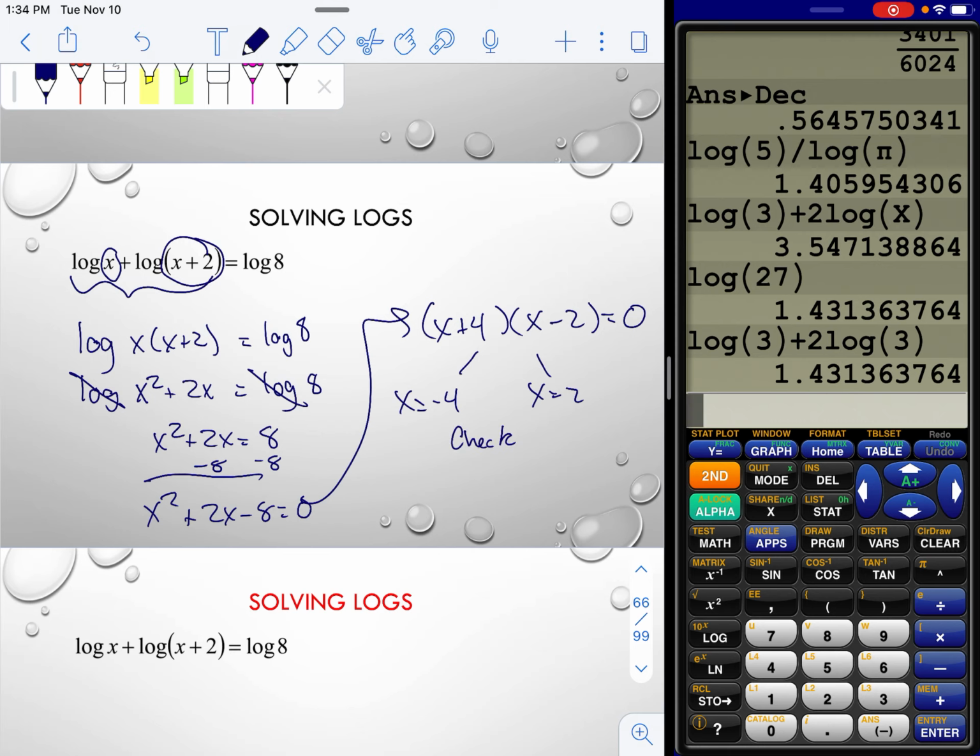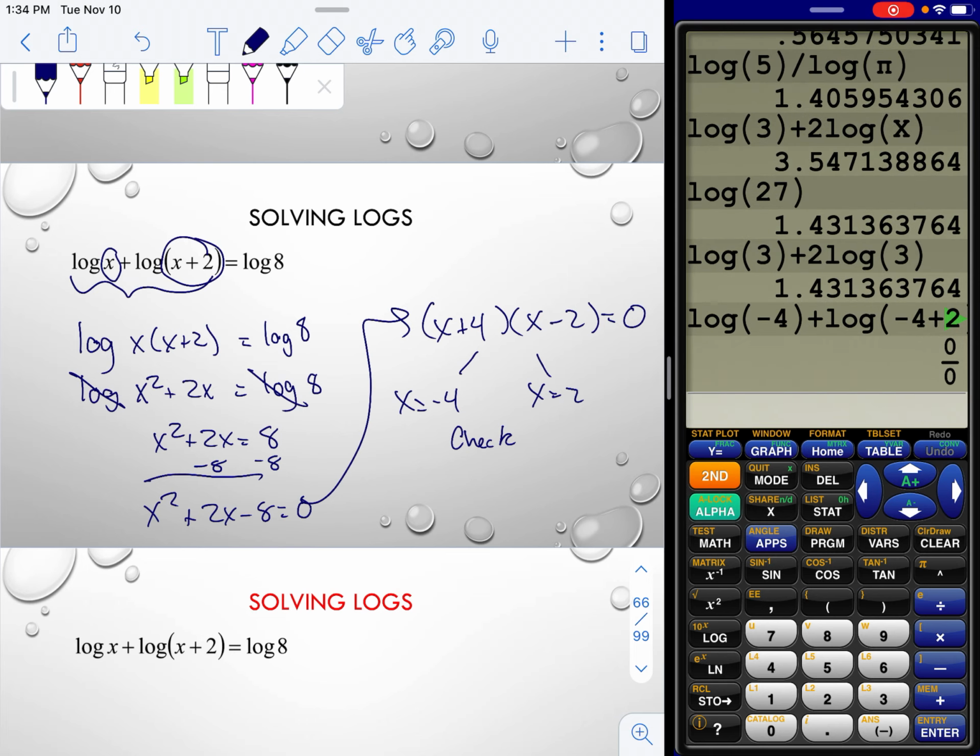Okay, so if I check x equals negative 4, log of negative 4 plus log of negative 4 plus 2, 0 over 0. Well, I can't divide by 0, so this is an error. Why am I getting an error? Okay, so that one doesn't work. We're going to talk about that here in a second. Let's check the right side.